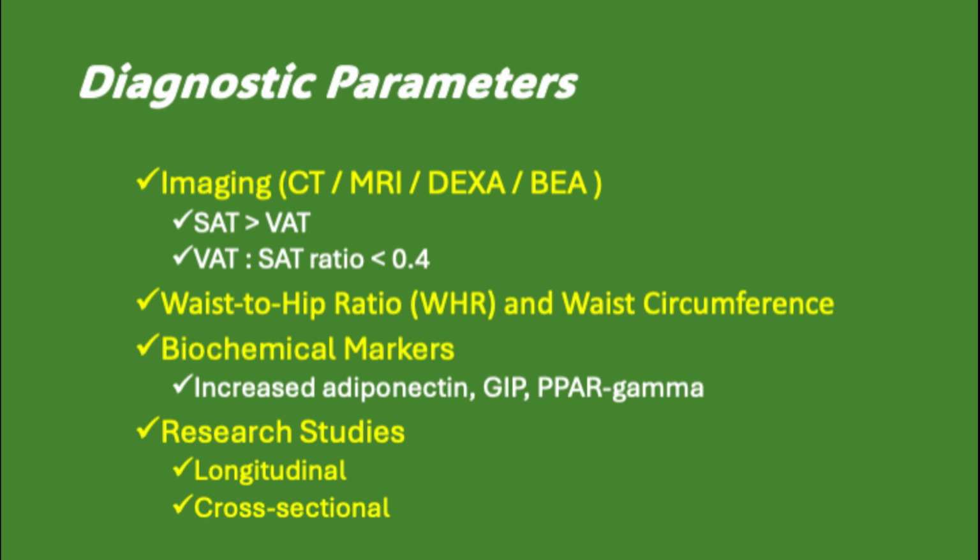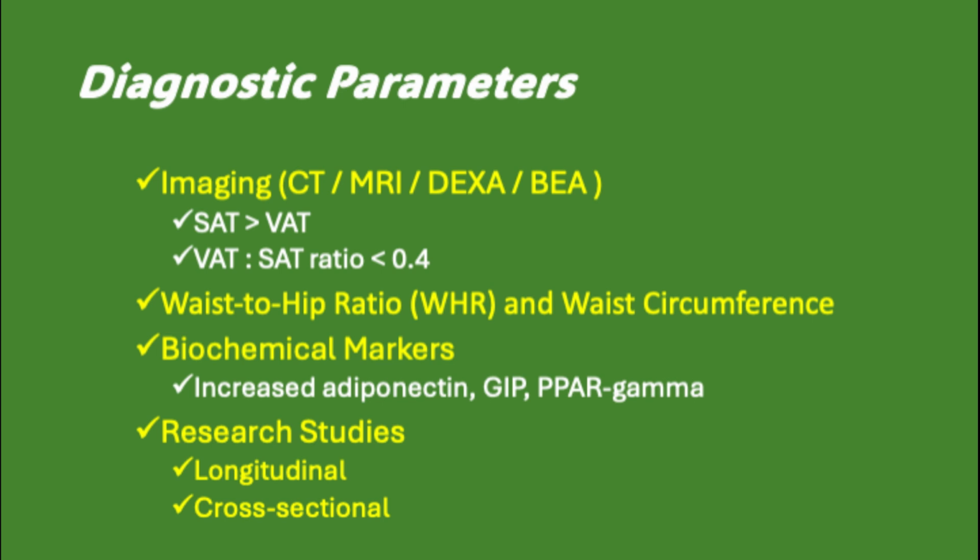What are the diagnostic parameters for diagnosing this metabolically healthy obesity? So imaging: CT, MRI, DEXA scan and the body bioelectrical impedance scans. Using these modalities, we can find out how much is the subcutaneous fat and how much is the visceral fat, and we can find out the ratio of visceral adiposity to the subcutaneous adiposity. The ratio should be less than 0.4 normally. The waist to hip ratio is our old clinical friend. We all do it in our day-to-day clinical practice. Waist circumference is also a very important parameter for assessing the visceral adiposity.